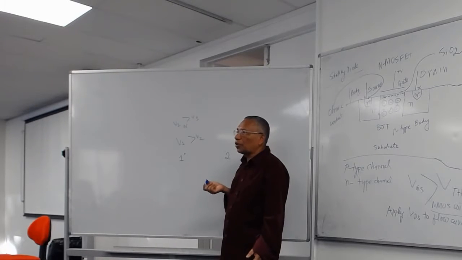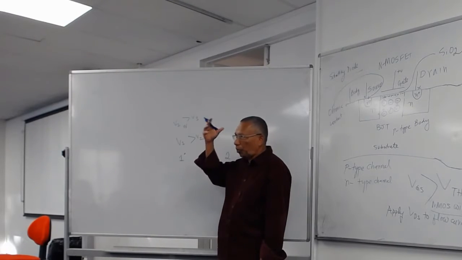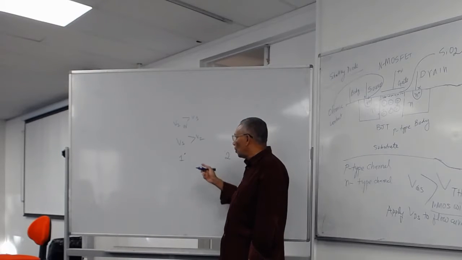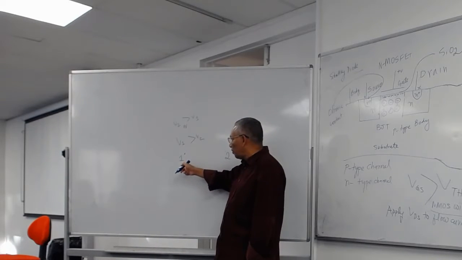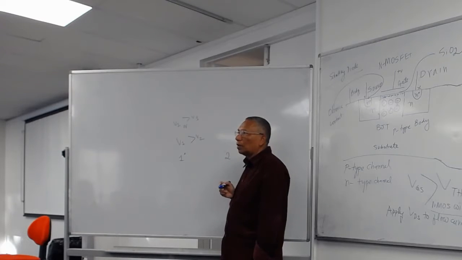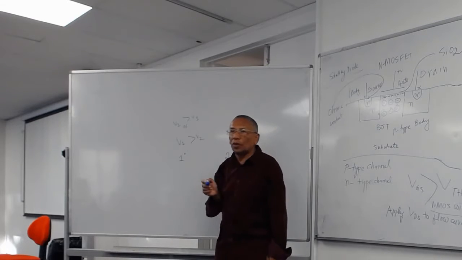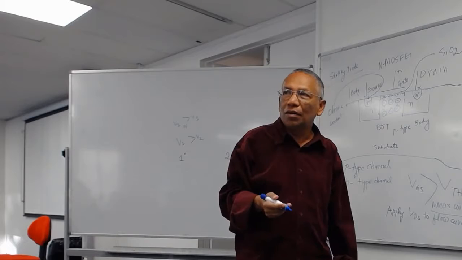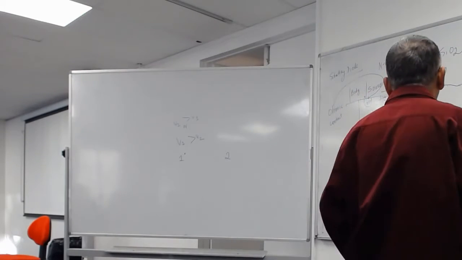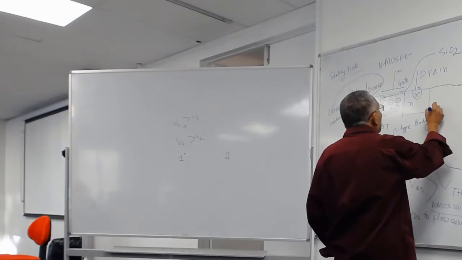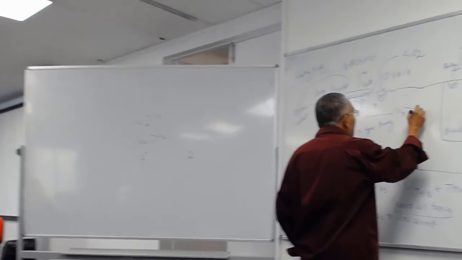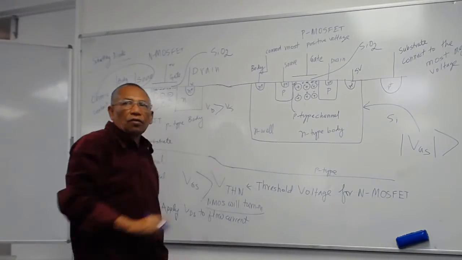What does larger voltage mean? Larger voltage means larger positive voltage, isn't it? So you want to apply the larger positive voltage here or here, so that it will be attracted this way. Where? Drain, isn't it? It's a simple question. So VD must be greater than VS for carriers to flow this way.